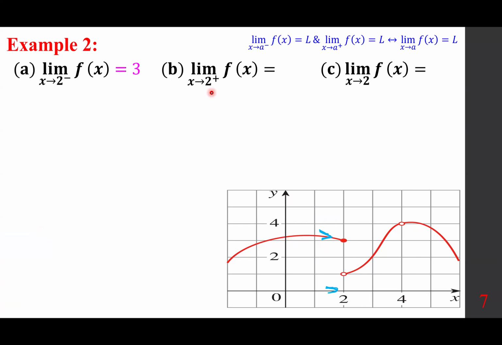The limit of f of x as x approaches 2 from the right. Along the x-axis, we are moving this way. Along the curve, we are in this branch, moving towards this point. The answer is the y coordinate, which is 1. Are these two the same? No. So the limit of f of x as x approaches 2 does not exist.